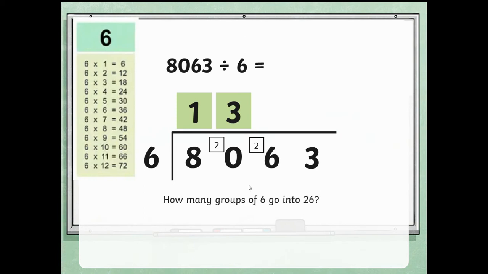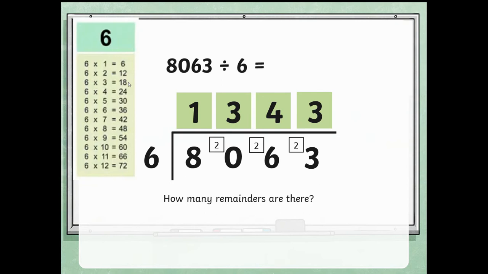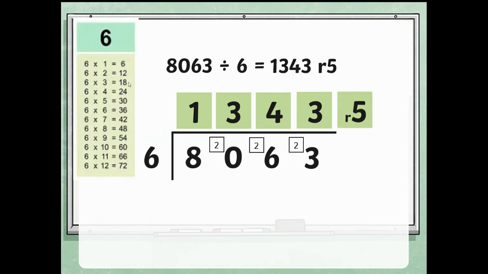How many groups of 6 go into 26? Go down my list. The closest I can make is 6 times 4. So I can make 4 groups of 6, which gives me a total of 24, and I will have 2 remaining. How many 6's go into 23? Go down my list. I can make 3 groups of 6 out of 23 because 6 times 3 is 18. And then I will have a remainder of 5. So my total would be 1,343, remainder 5.